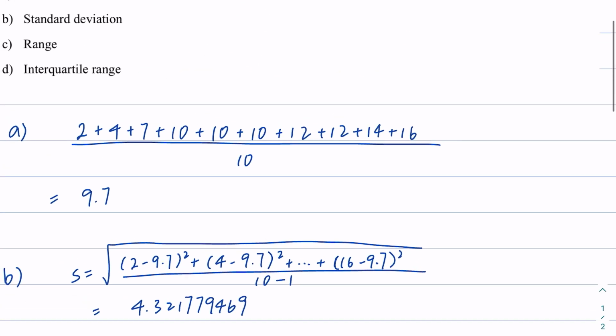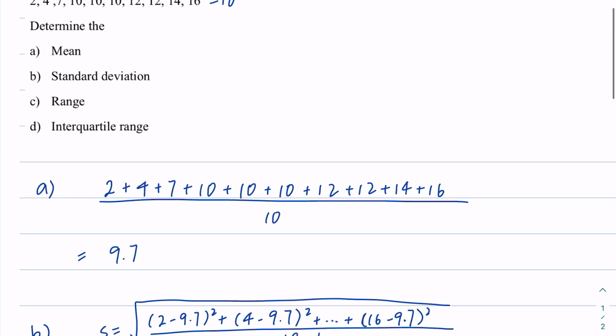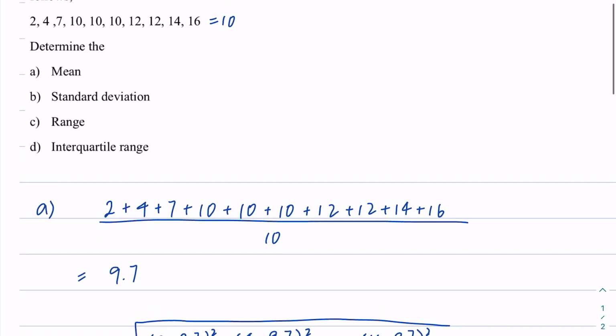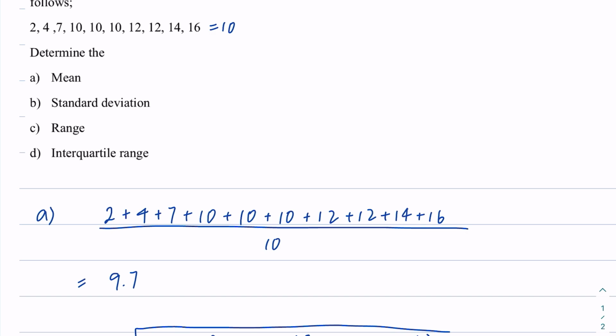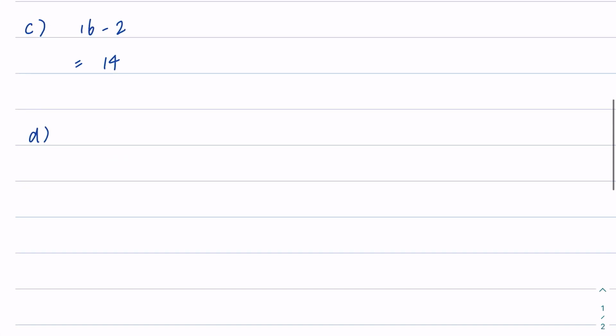About part D, we have to find out the 25% of the data and the 75% of the data. Interquartile range is the difference between 75% of the data and 25% of the data. So we can find out the 50% of the data is here, and then the 75% of data is 12, and the 25% of the data is 7. So 12 minus 7 is equal to 5.